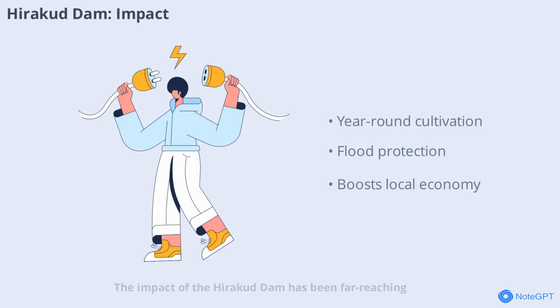The impact of the Hirakud Dam has been far-reaching. It has enabled farmers to cultivate crops throughout the year, increased food production, and provided a reliable source of electricity. The dam's flood control measures have protected thousands of lives and properties. Additionally, the reservoir has become a hub for fishing and tourism, contributing to the local economy.